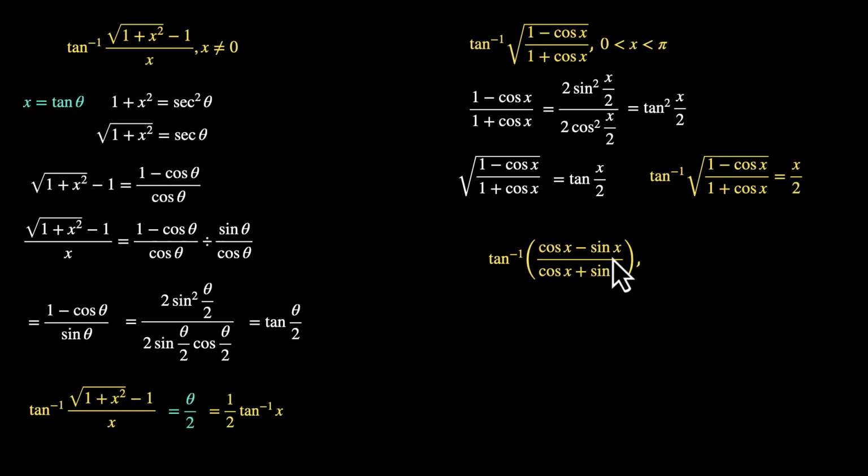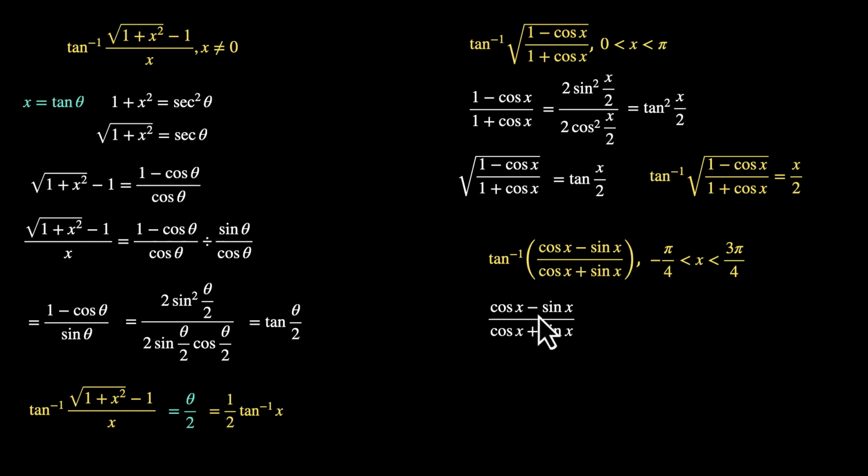Tan inverse of cos x minus sin x by cos x plus sin x. Simplify this and the range for x is this. Pause the video. Okay, so let's do this together. Cos x minus sin x by cos x plus sin x. We want this in terms of tan so that tan inverse and tan can talk to each other. How can we write this in terms of tan?